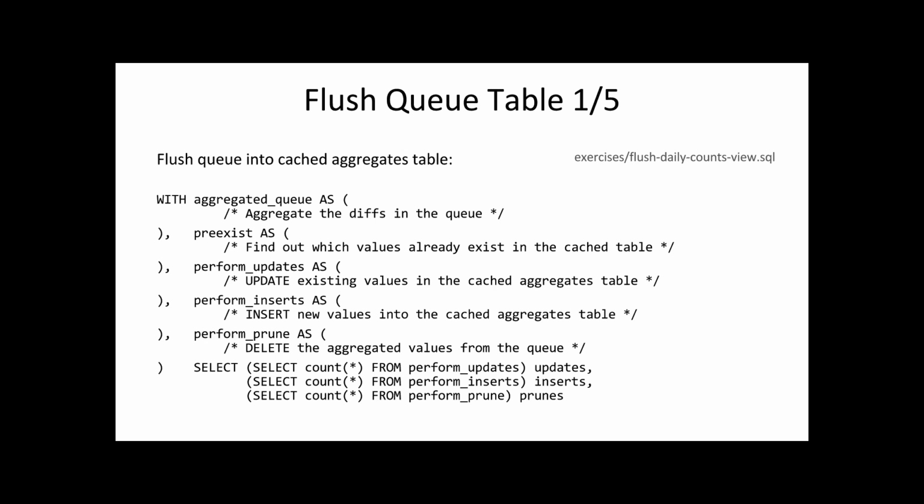Then we need to update values that already have a row in the cached aggregates table, insert dates that don't have a row yet, and delete all the values that were in the queue. And we need to do all of this on the same snapshot of the database. So a practical way of doing that is to do it in a single statement, such that we make sure that the stuff that we aggregate and put into the cache table is the same stuff we delete, and we don't end up deleting more. So using CTEs can be a practical way of achieving that.